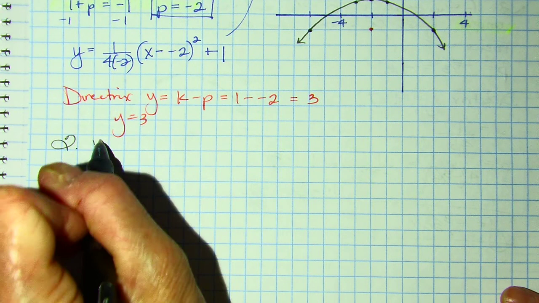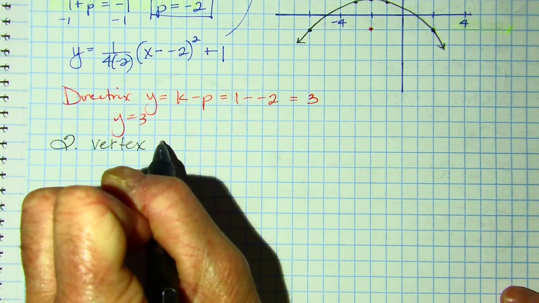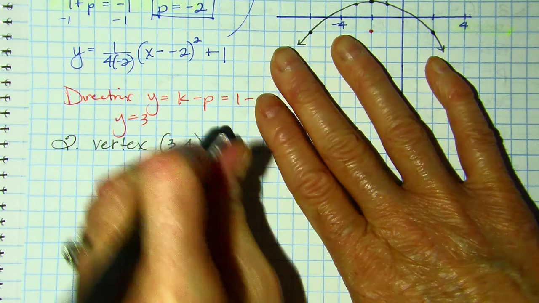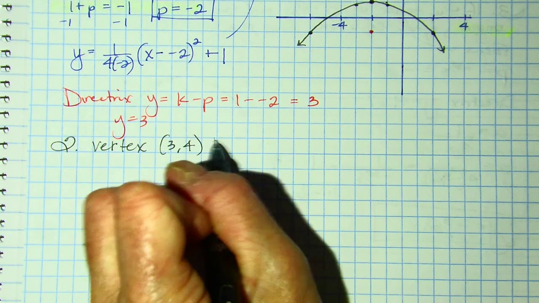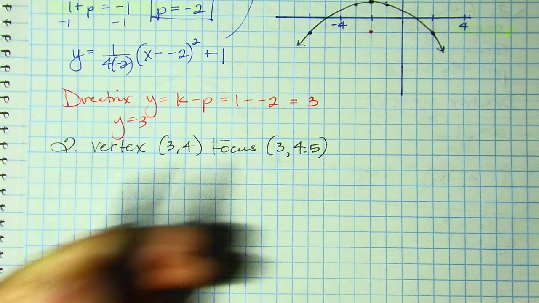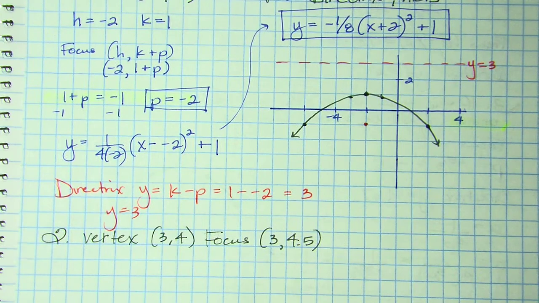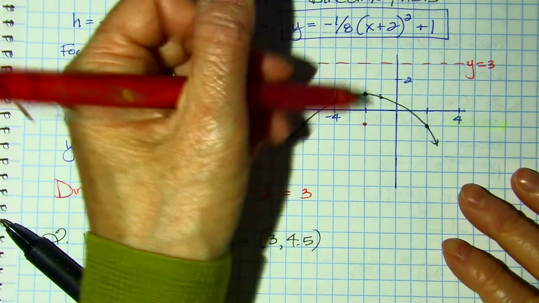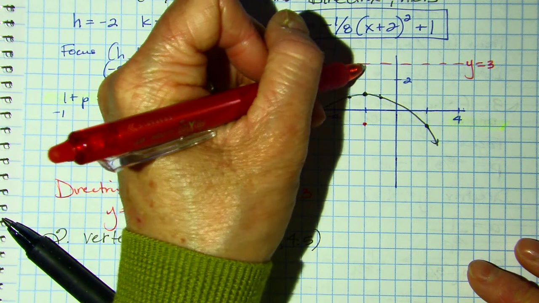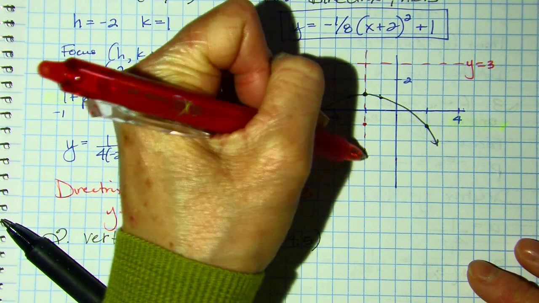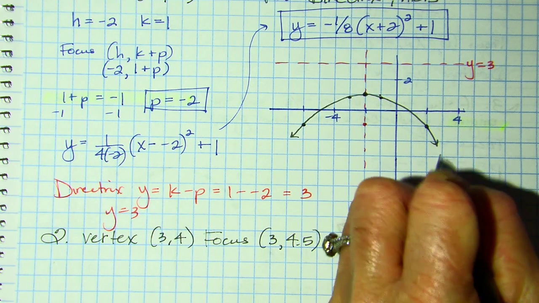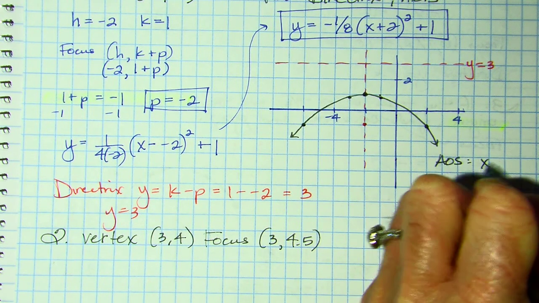For number 2, our vertex is at 3, 4. Our focus is at 3, 4.5. They'd like us to find the axis of symmetry, which would be right through our vertex. So our AOS is x equals 3.